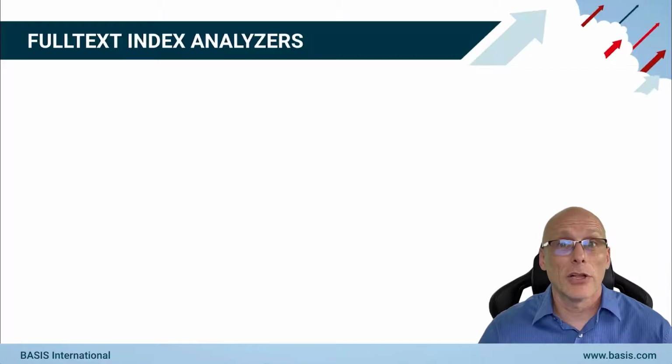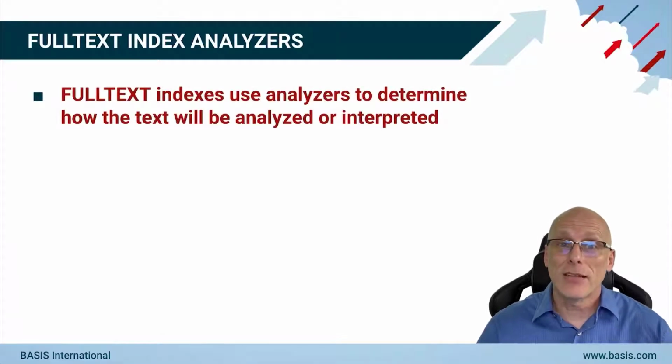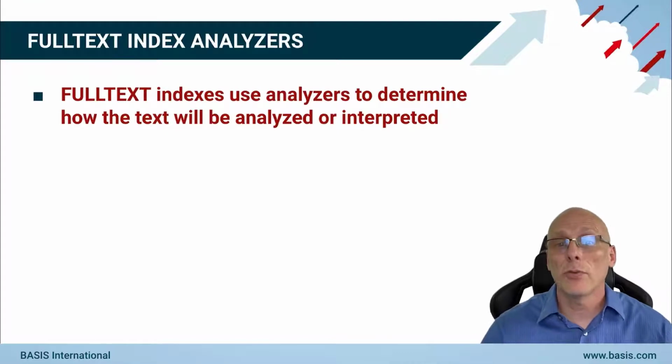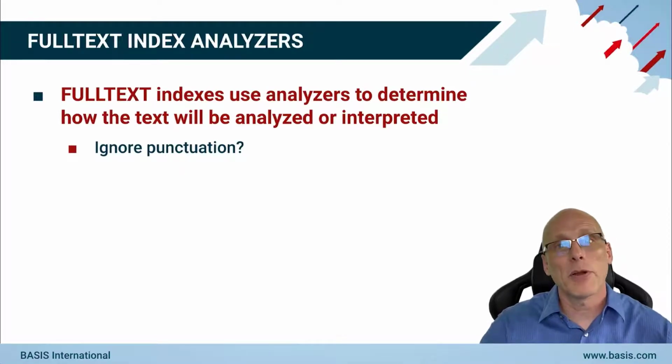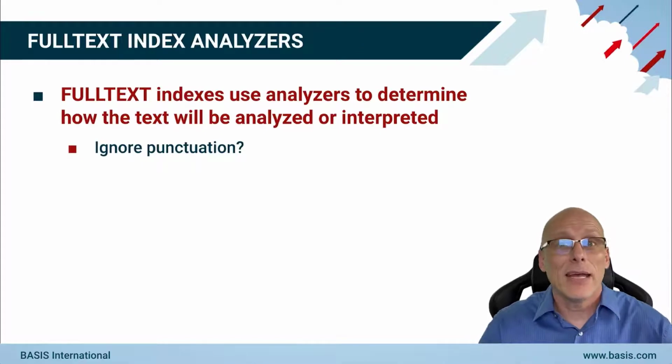In particular, we're going to look at analyzers. Full text indexes use something called an analyzer, and this helps to determine how the text will be analyzed or interpreted. So should we ignore punctuation? Do the punctuation marks, hyphens, periods, question marks, at symbols, have meaning in the context of the information that we're searching for, or can we just drop those?